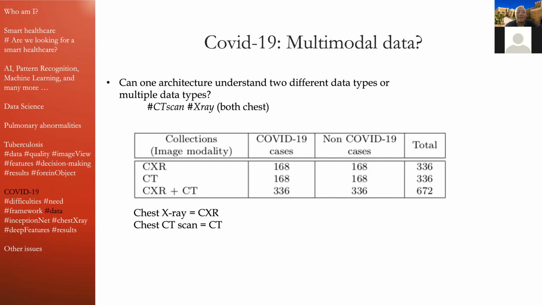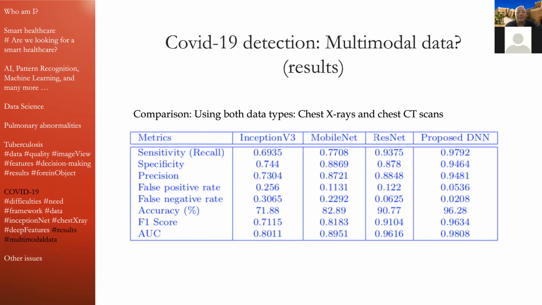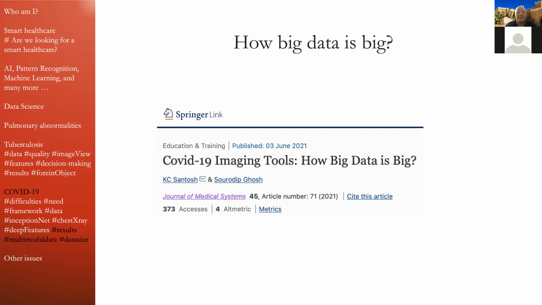And we did two different experiments. One was separate experiments for CXR, chest X-ray, and CT. The other was combining them together and seeing what happens. So basically, one architecture for each of the data types, and one architecture for integrating the data types, which makes sense, right? We work that way.